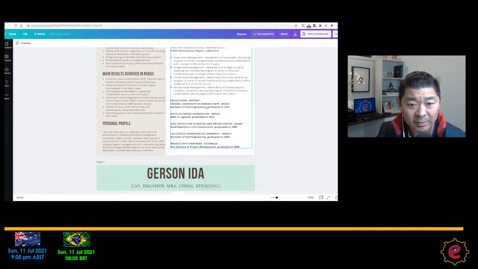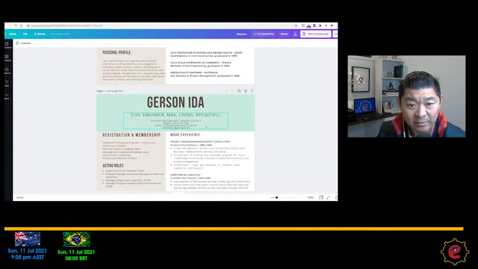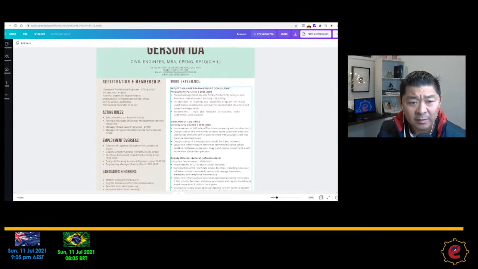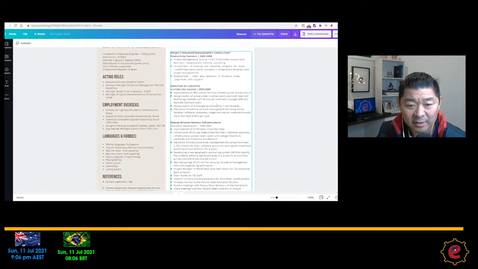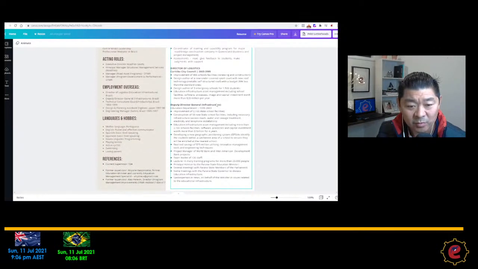In this case, my bachelor degree, and then my post-graduation and my MBA courses here as well. So that's page 1. Page 2, I kept going with work experience, some other experiences that I had here in Australia and in Brazil as well.